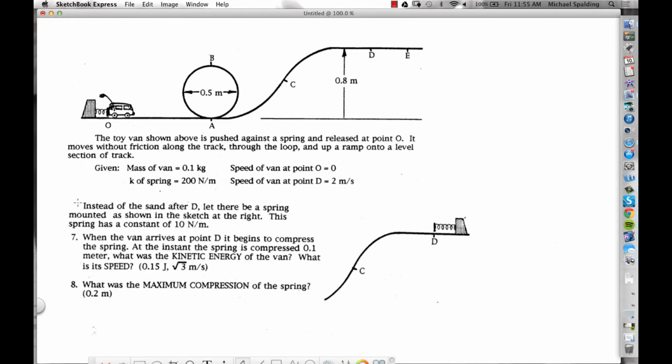So, okay, number 7 and 8 on the worksheet. Okay, so it says instead of sand, so in the previous part we had sand from D to E. So instead of sand, let there be a spring mounted as shown over here.